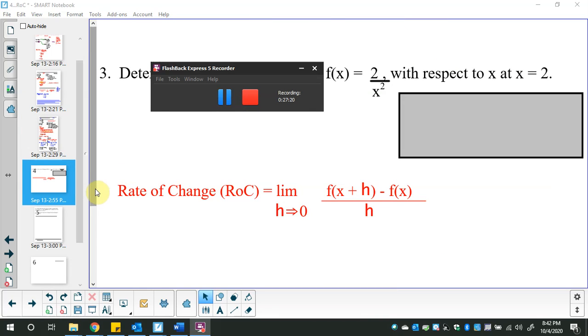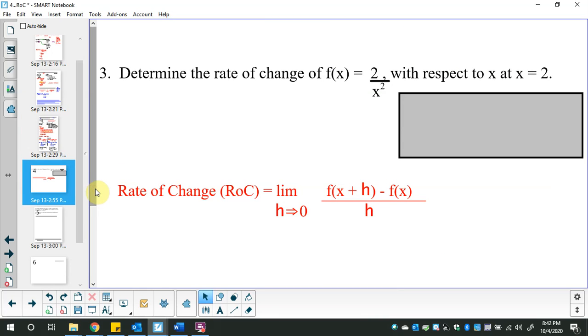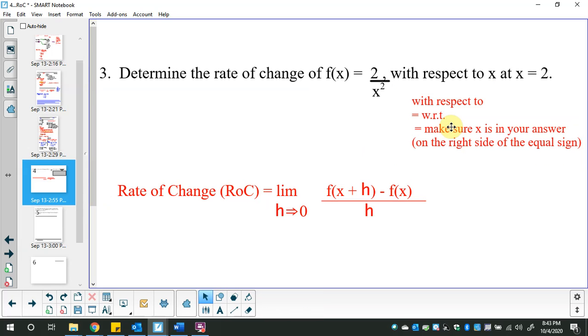So I inadvertently lied. There's actually 4 questions. And this one is changing the language yet again, and it's asking to determine the rate of change of f of x equals 2 over x squared with respect to x at x equals 2. Now, before we start, with respect to, there is a short form for math teachers, and it basically says that with respect to x means that I should have x in my answer.